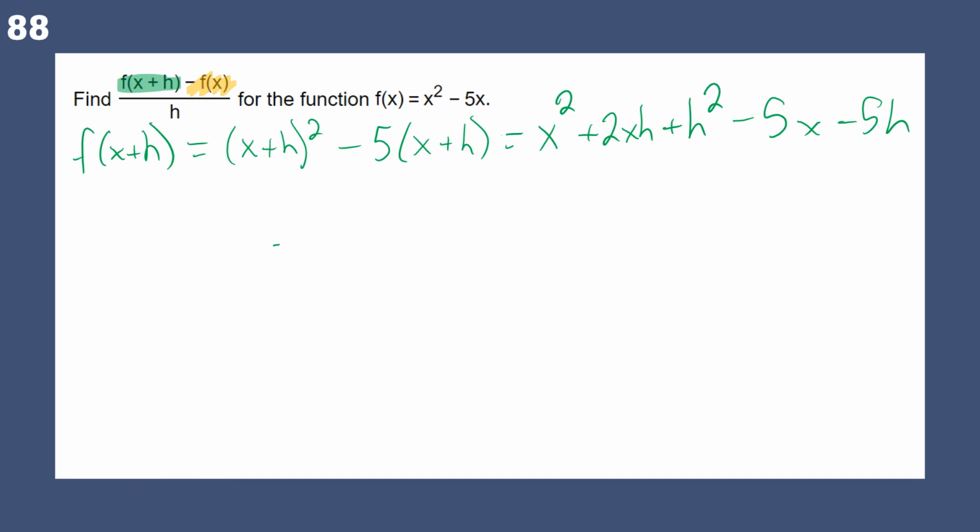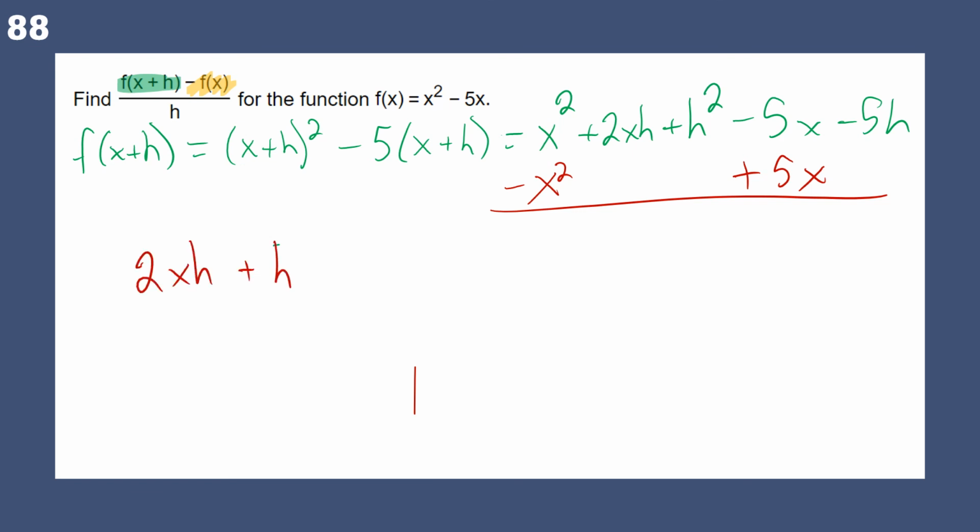That seems weird, but here's what I'm going to do. I'm going to do that and line it up. So f of x is x squared, so I'm going to take the x squared and put it there, and the minus 5x, so I'm going to put minus 5x. Since we're subtracting, I'm going to switch the signs. If we subtract those, like it says, what we get is 2xh plus h squared minus 5h.